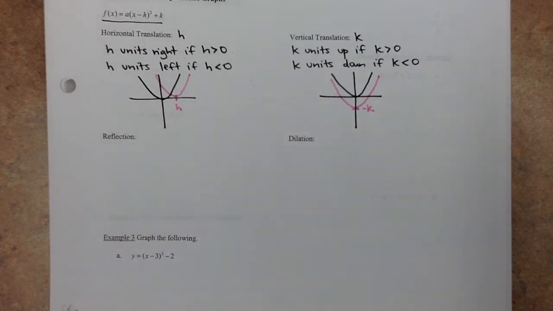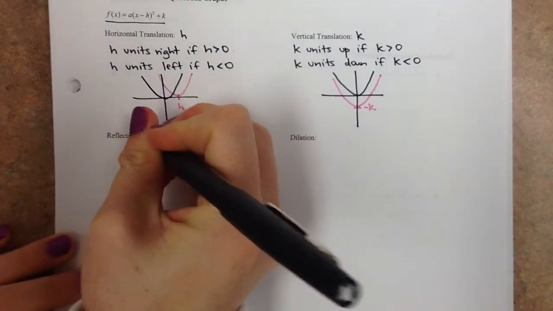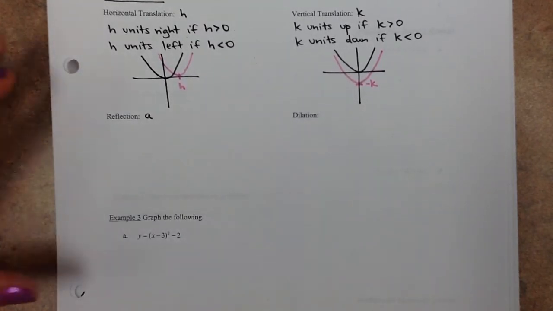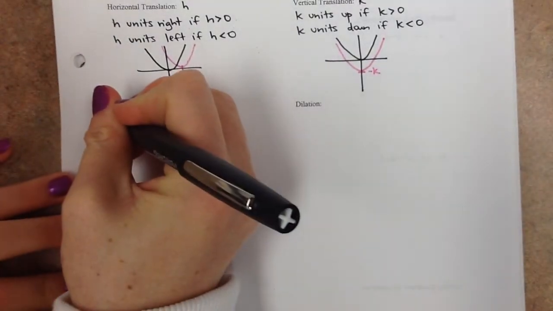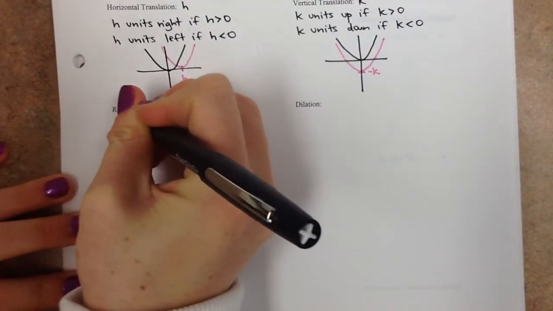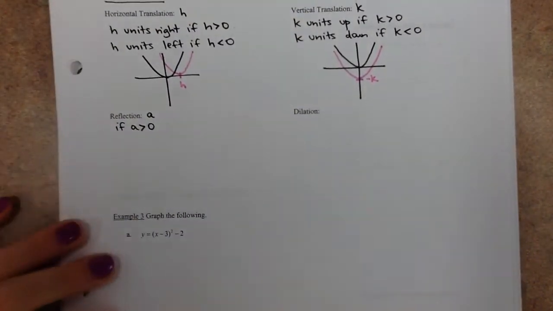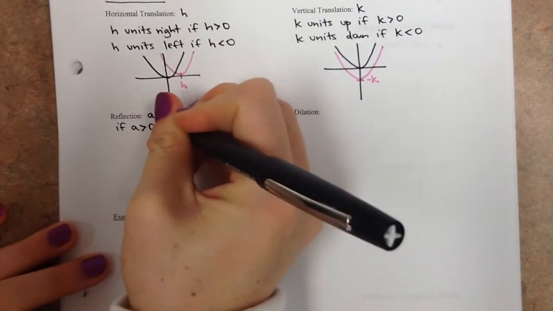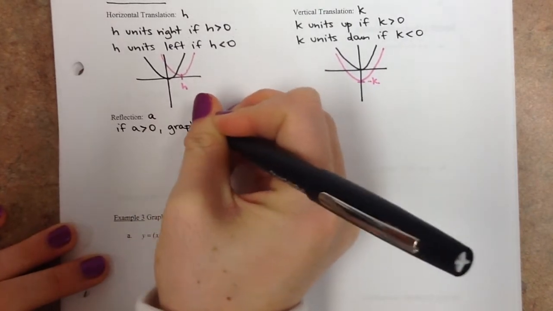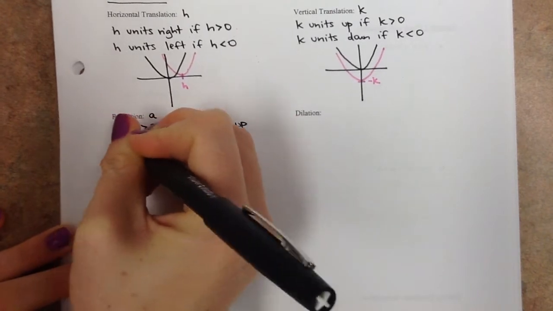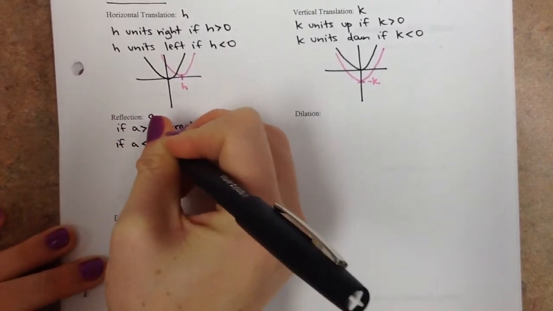A reflection. Reflection is given by A, if A is positive or if A is negative. Okay, so it's not really a reflection per se, but it tells us whether our graph opens up or down. So if A is positive, if the coefficient in front here is a positive number, and these are the same rules as standard form, the graph opens up. If A is negative, the graph opens down.